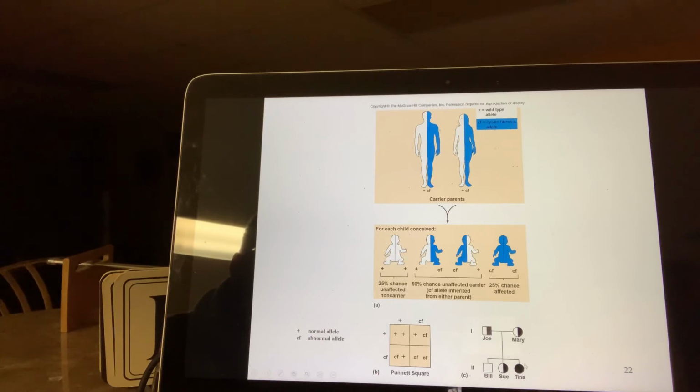In this case, they had 3 children. And one of their children, Bill, is absolutely free of disease. That means Bill got lucky and got these 2 alleles. Their next child, Sue, is a girl who is one of these, so she is also free of cystic fibrosis, but she has the allele as a carrier, and she can pass it on to her children. And their third child, Tina, got both of the cystic fibrosis alleles, and she has the disease cystic fibrosis.